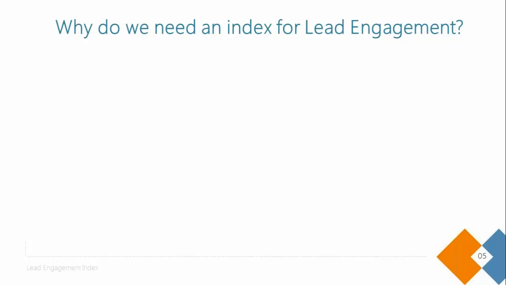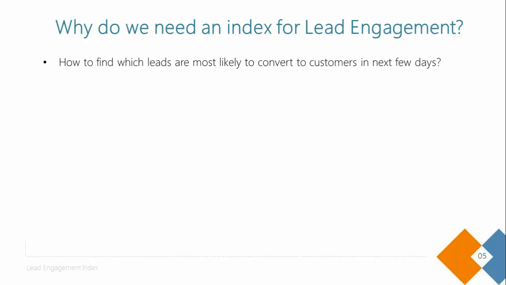First of all, what is the need of such an index? Why do we need an index for lead engagement? I have put some questions here, and I think all of you would find these questions relevant. We are always doing marketing and sales activities in order to convert leads to customers, right? But how do we figure out which are the leads that are going to convert to customers, say in this week or next month? That is not addressed by most of the sales and marketing systems, including marketing automation and CRM systems.